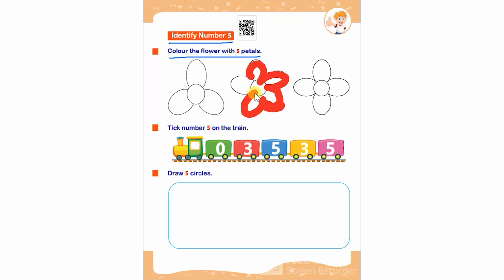If they don't know the meaning of petals, please help them out to know the same and to understand the same. After that, the next part is over here. Tick the number 5 on the train. So the child has to put a tick mark on number 5 on the train. And the last is draw 5 circles. So here the child has to draw 5 circles and complete this worksheet.